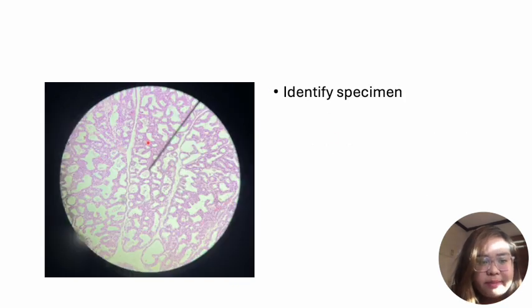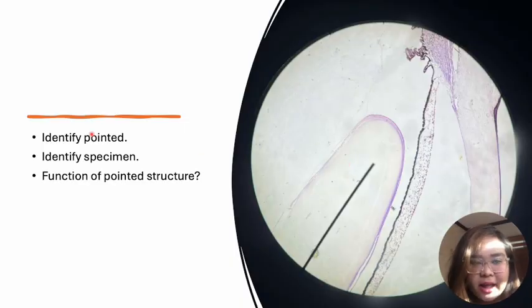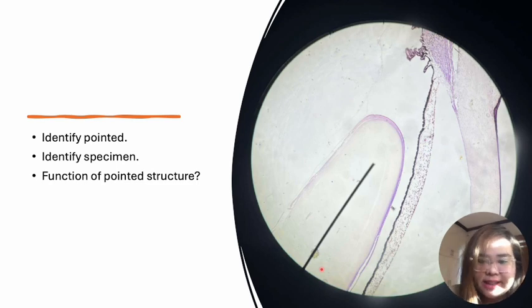Identify specimen. This is again the lacrimal gland. Okay, so is this the eye or the ear? It's the eye. Identify specimen: anterior eye. Identify pointed structure: the lens. Function of the pointed structure: it is to focus light onto the retina. The retina is the layer at the back of your eye. Again, what is the function of the lens? It is to focus light onto the retina.